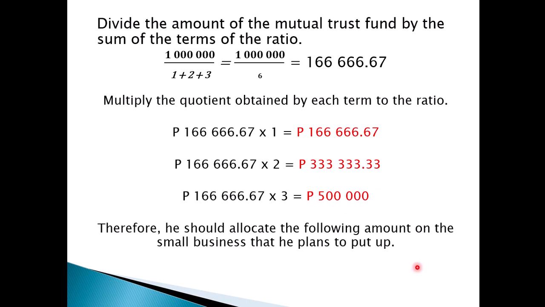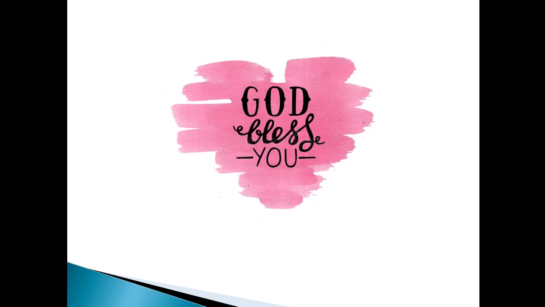Therefore, he should allocate the following amounts to the small businesses that he plans to put up. The red values here are the answers. The first one, and then this is for 2, and this is for 3. So this is our answer. And that ends our discussion for ratio, rates, and proportion.